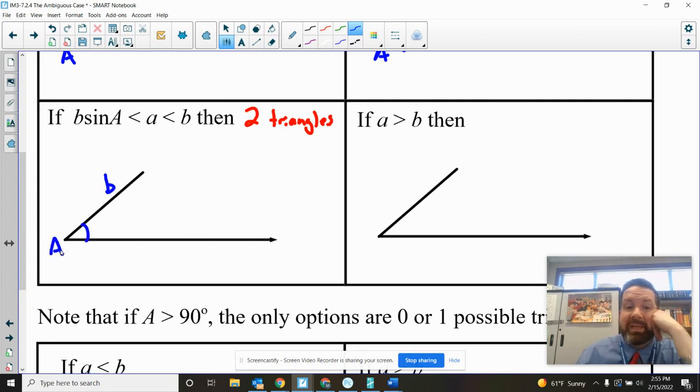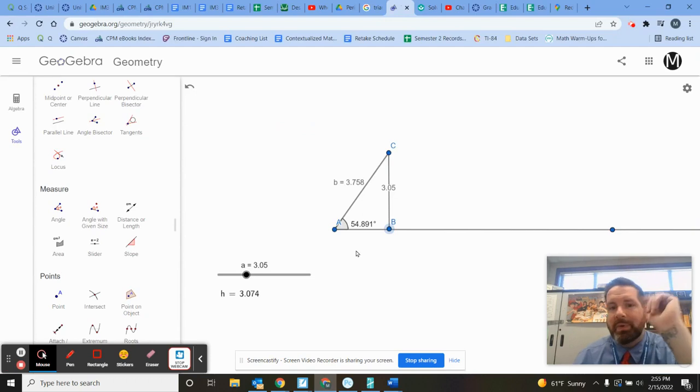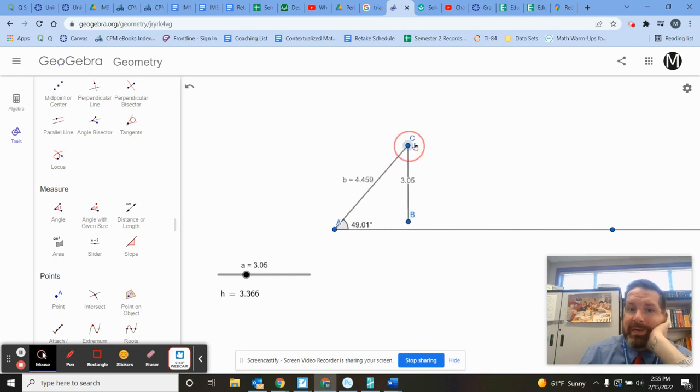And the thing is, unless you're actually physically looking at it, you don't know which one it's going to be. Let's see what happens. If I think about my other side here, B sine A has to be less than this side length A, but then A also has to be less than B. So on our GeoGebra, I need my A to be bigger than this H number, but smaller than this B number. So tell you what, I'm actually going to make my B a little bit bigger. So I need to get my A to be between 4.385 and 6.499. So I'm just going to move it, say, there.